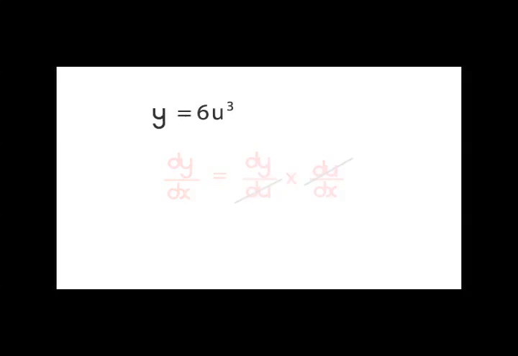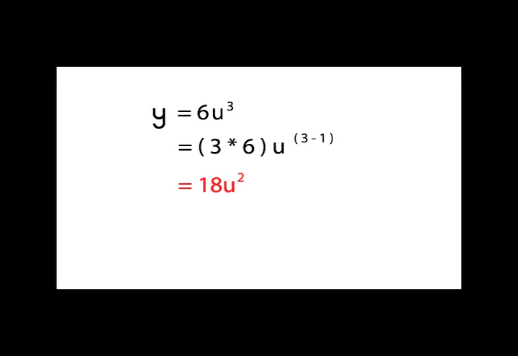So if y equals 6u to the power of 3, you want to take the derivative of that. You should know how to do derivatives already, but if you don't, you multiply the power by the number in front of the variable, and then you subtract the power by 1. So 3 times 6 is 18, u to the power of 3 minus 1, which is 18u to the power of 2, which is 18u squared. So 18u squared equals dy/du.